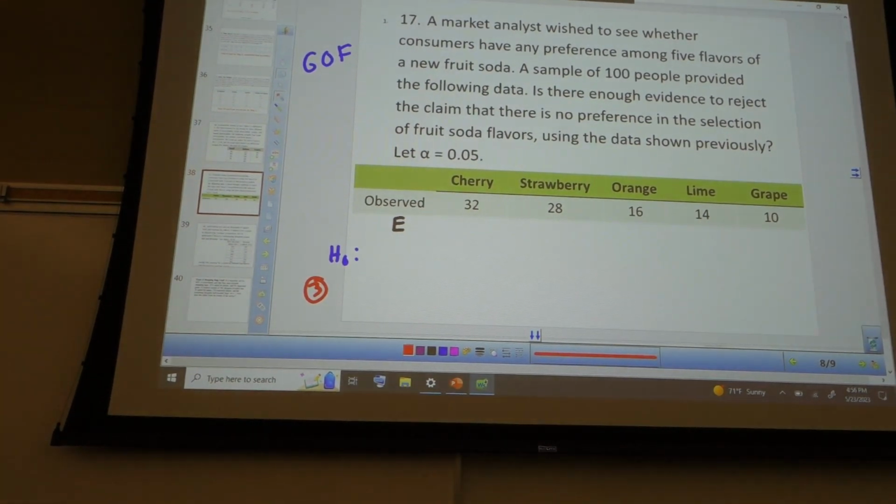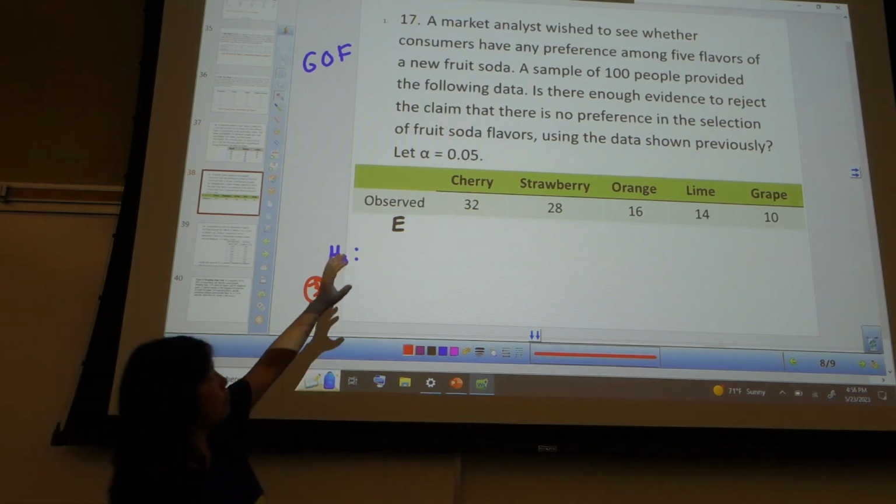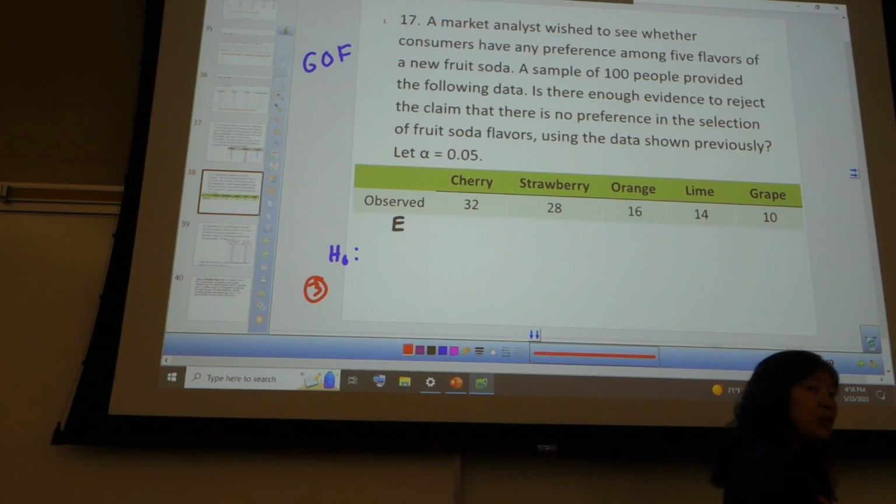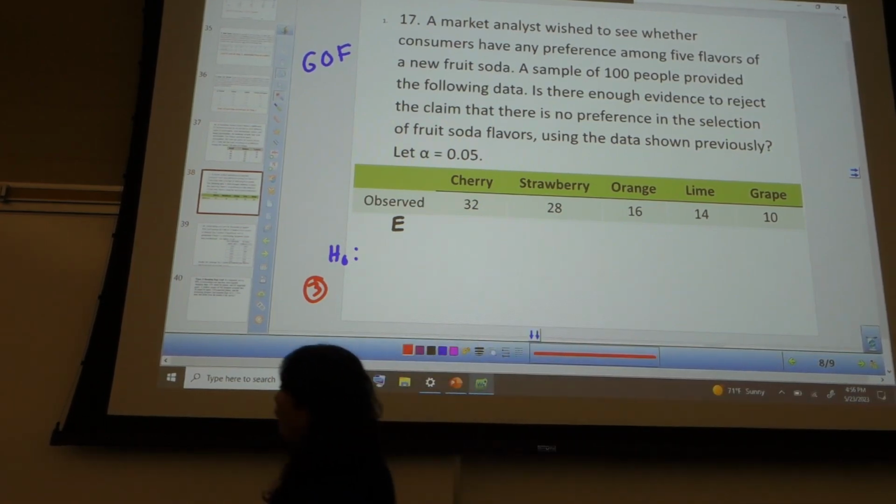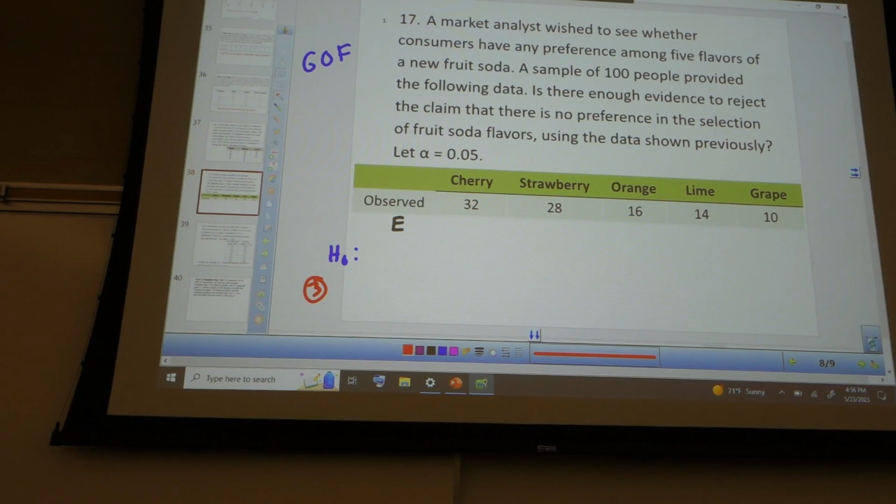Okay, so expected values. Normally there'd be a percentage in each category, but this one isn't like this. This one says that there is no preference. They're all equally preferred. So first you find your n, sample of 100, that's my n. If they're equally preferred, you divide that equally amongst all the categories. So my expected value is going to be 100 divided by 5 categories, and there's no preference, so that's going to be 20. So my expected values for each of these are 20.